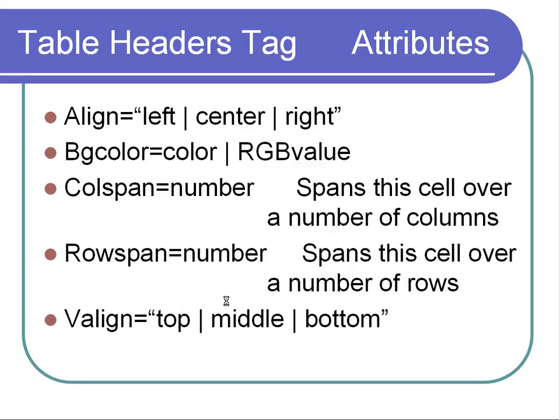Again, they also have all these things. Align, background color. Now they've got column span and row span, and we use one with rows and one with the tags, the heading tags or the data tags. And this helps you span columns across rows or span rows across columns. They also have the V-align tag.